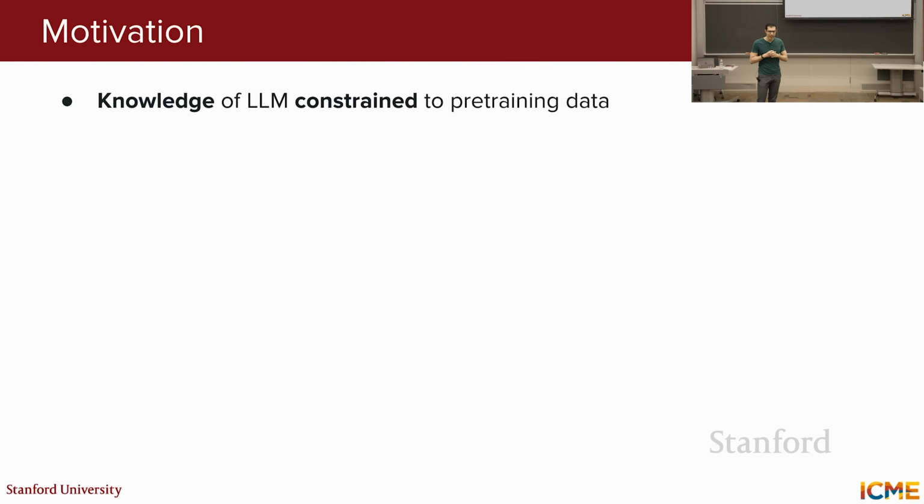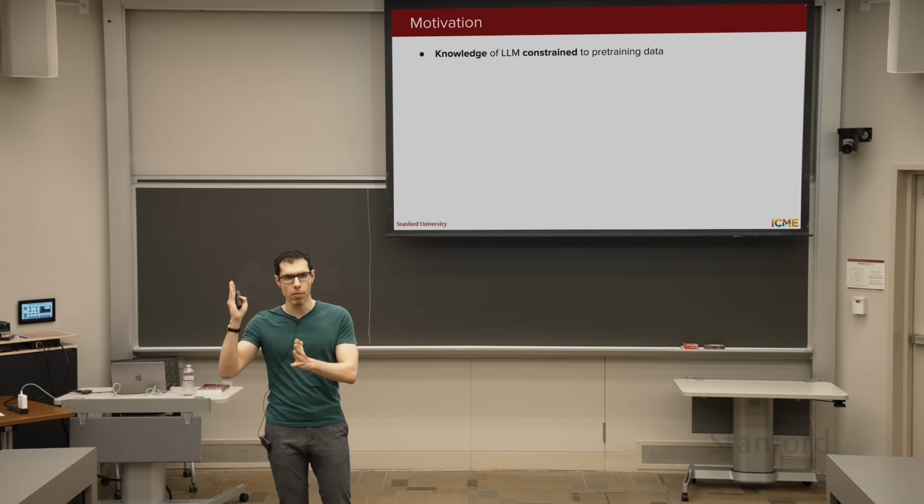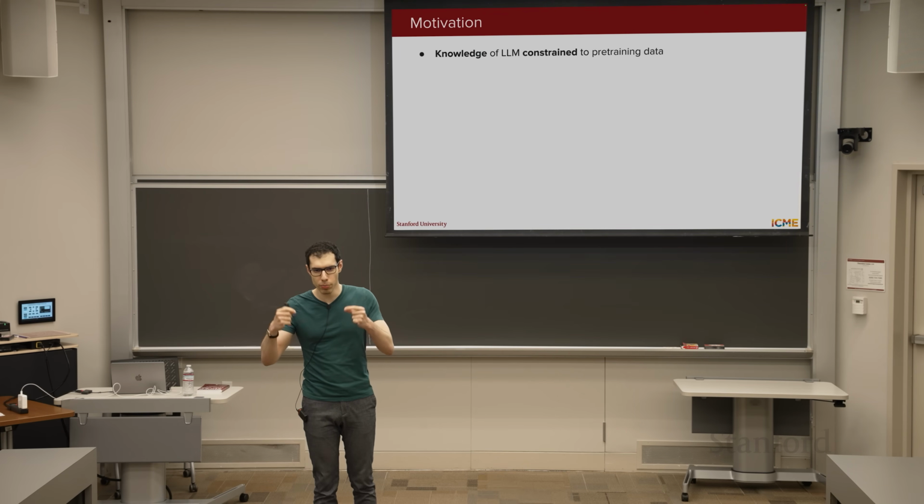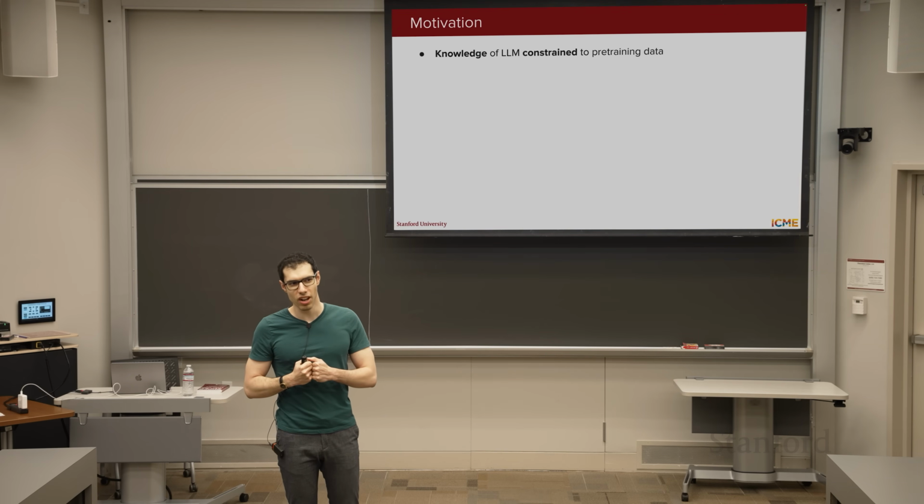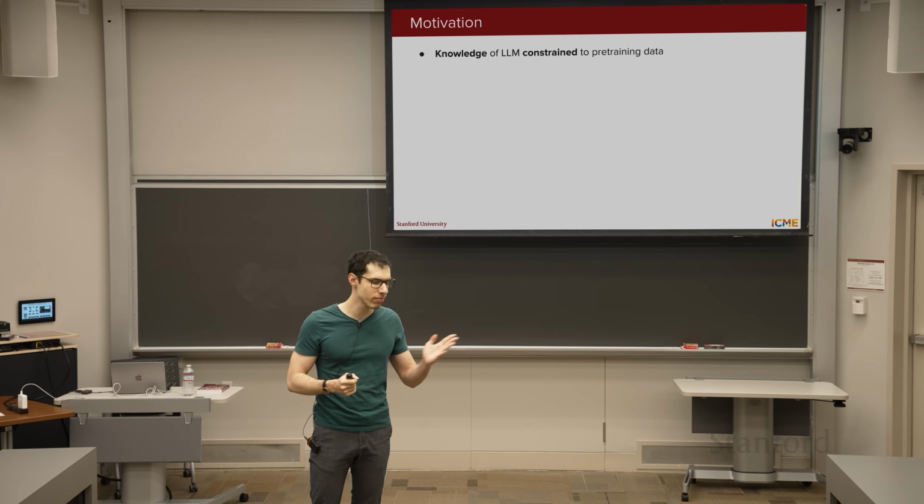So let's suppose you have a model that you have trained. But the problem is that the pre-training data on which you have trained your model is, let's say, a month ago. Now, let's suppose you want to prompt your model about the winner of the elections that happened a couple of weeks ago.